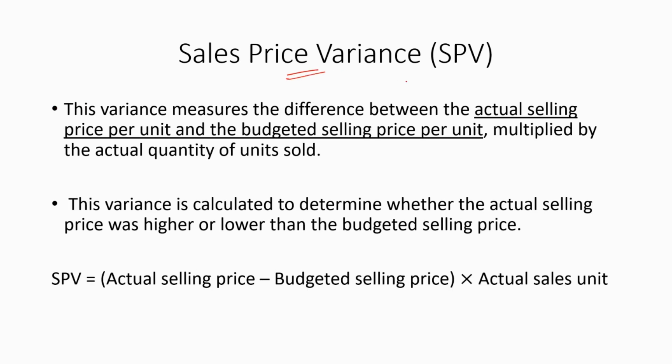Now let's discuss the sales price variance, which is denoted by SPV. This is a really simple calculation. This variance measures the difference between the actual selling price per unit and the budgeted selling price per unit, multiplied by the actual quantity of units sold. This variance is calculated to determine whether the actual selling price was higher or lower than the budgeted selling price. This is the equation we can use to calculate the sales price variance, which is equal to the difference between the actual selling price and the budgeted selling price per unit, multiplied by the actual sales units.